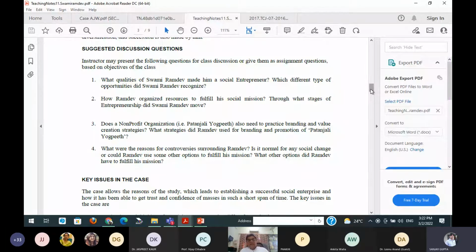Now, in the case you have given the controversies, but you have not given the reasons for the controversies. Are you getting my point, ma'am? Yes, sir. In the case we have described controversies, but not the reasons for them. Since you have designed a question in such a way that when a teacher asks for the reasons for controversies, it will definitely initiate the discussion.